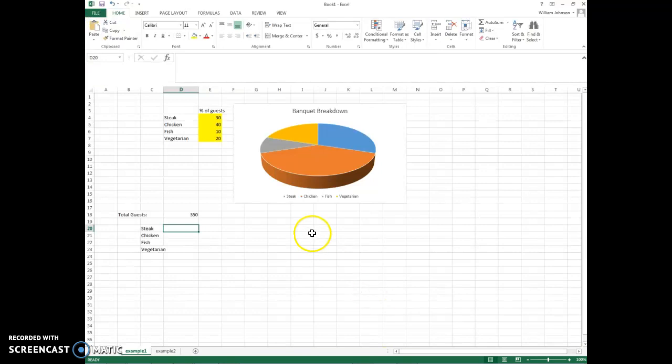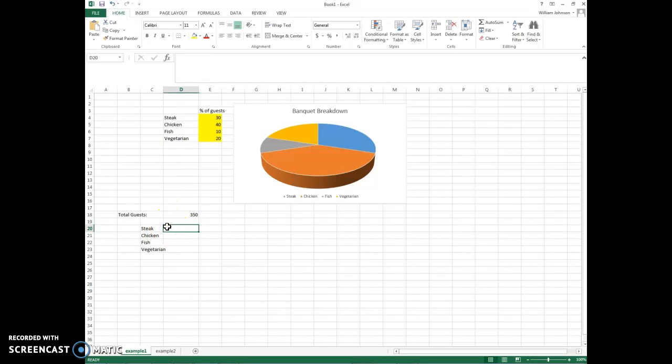Quick example. Pretend you're running a catering company. Here's the percentage of guests that order each of the types of meals. You understand this idea. A lot of people get chicken. Fish is less popular, but you've got these different percentages. If I say there's 350 total, can you tell me how many people order steak? That is just a math problem. You're breaking it down. Linear combination.